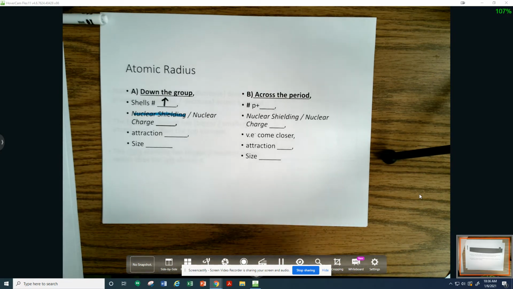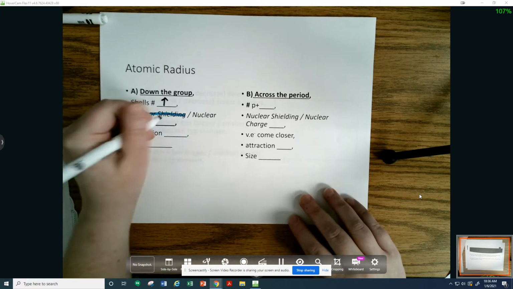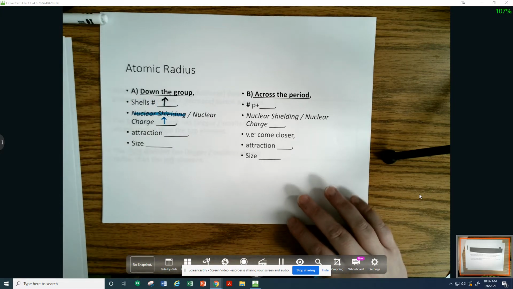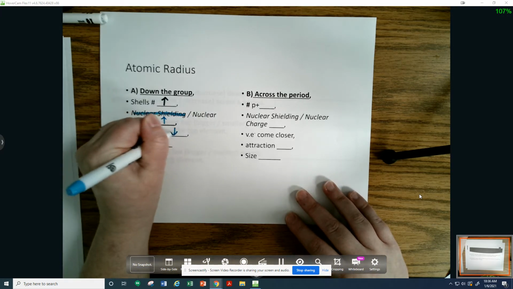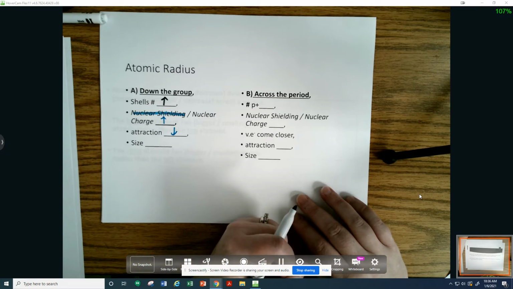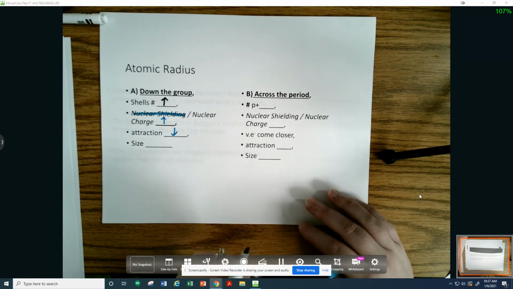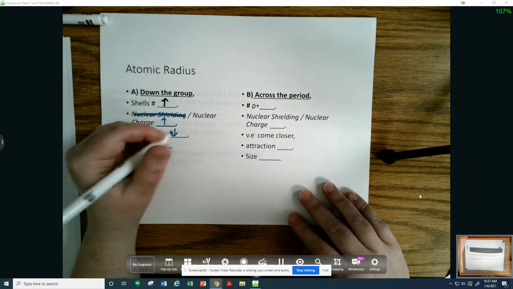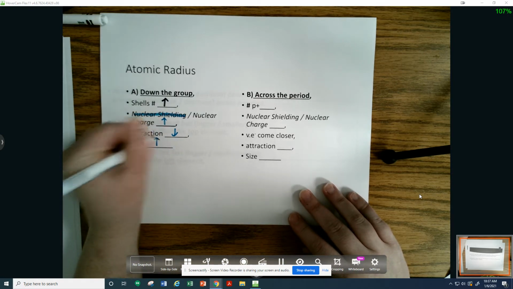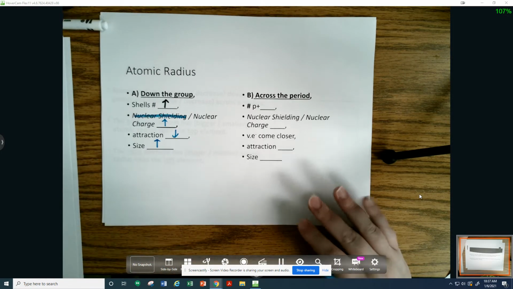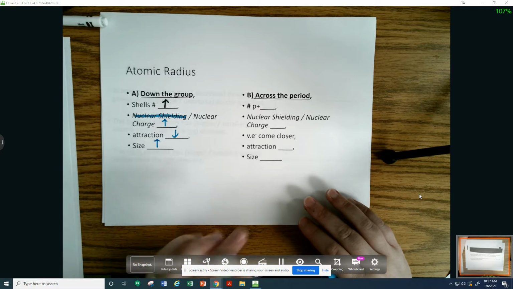And so that means shielding is going to increase. Because that shielding is occurring, attraction is going to go down, meaning the attraction of the protons in the nucleus to those outermost valence electrons. Because there's less of a pull of those protons on those electrons, the size of the atom gets larger. So as you move down a family, the overall size of the atom increases.